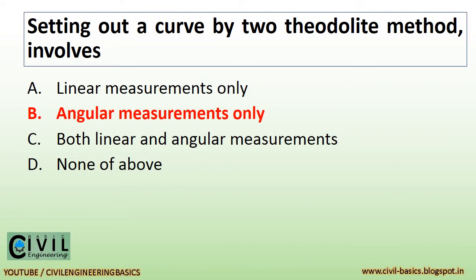Setting out a curve by 2 theodolite method involves angular measurements only.